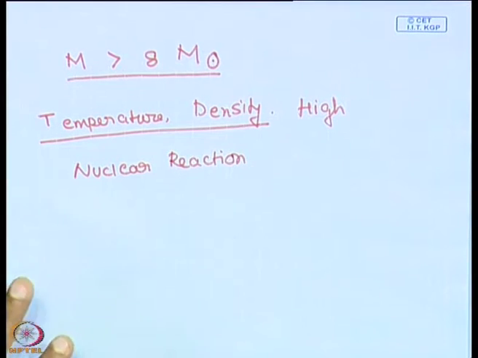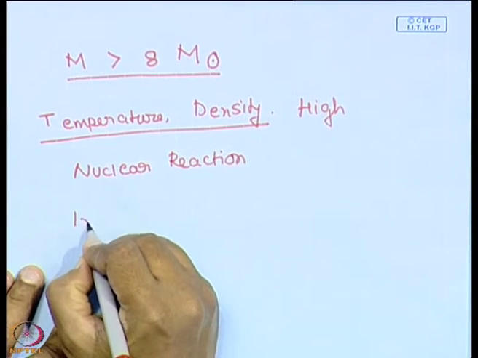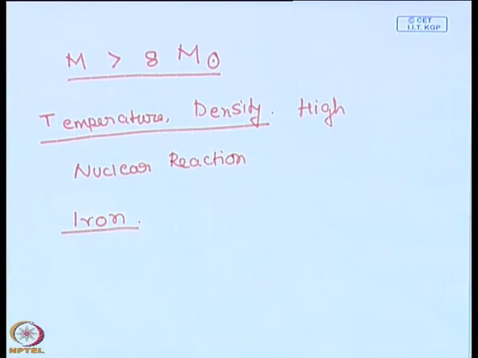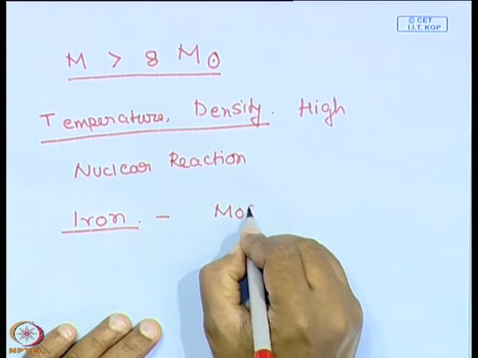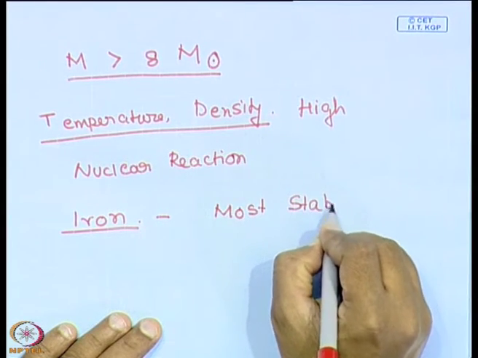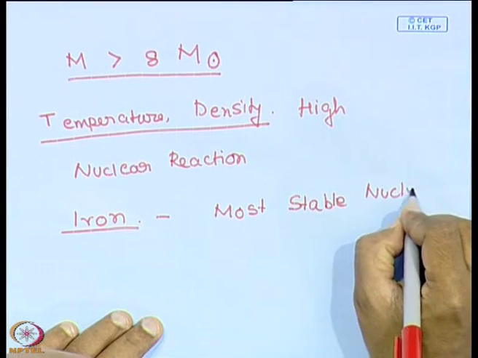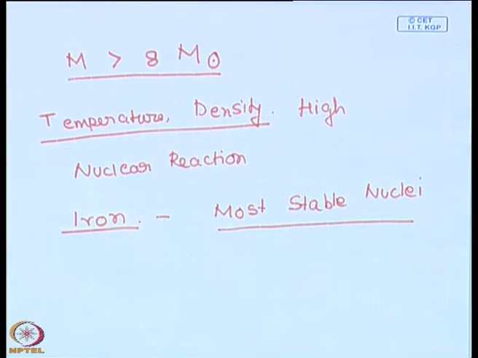So, you have nuclear reactions going on, forming heavier and heavier elements. Finally, you reach iron. Iron is the most stable nuclei. Iron nuclei are the most stable. So, the binding energy per nucleon is maximum in iron. These are the most stable nuclei. And in thermal equilibrium, you cannot form elements which are heavier than iron. The whole synthesis of elements stops at iron.